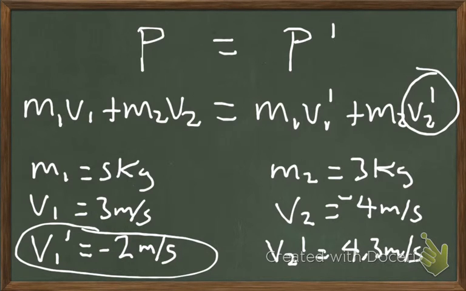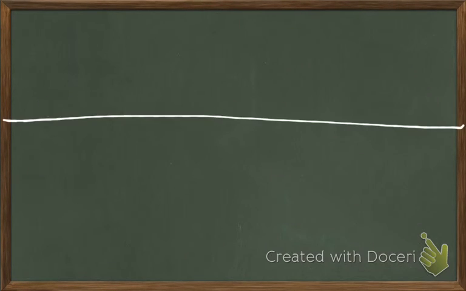And notice how we actually have signs on these velocities. Remember, velocity is a vector, so it has direction. In this example, positive means it's moving to the right, negative means it's moving to the left. So when they bounce apart, this one's moving 4.3 meters per second to the right, and the other one is moving 2 meters per second to the left. That makes sense because when they collide and bounce apart, they go in opposite directions.